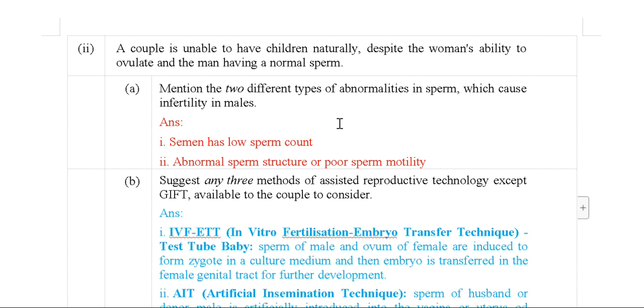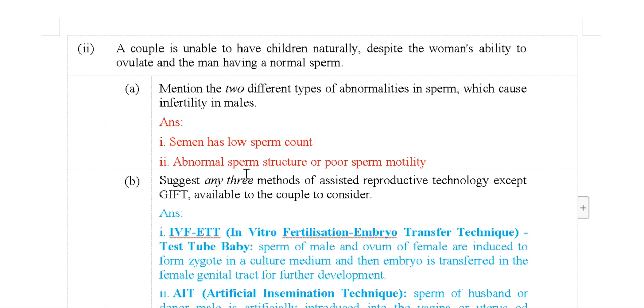The sperm is actually present in a mixture where the accessory male reproductive glands, prostate, Cowper's glands, and the seminal vesicles are releasing their fluids along with the sperm. We can consider them as a fluid that is called semen. So that semen has a low sperm count. This is one abnormality. That means low sperm level, low sperm count in the semen. This is one abnormality in the sperm that can cause infertility in males.